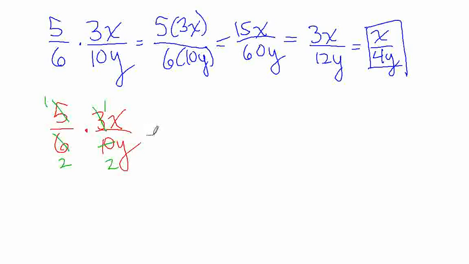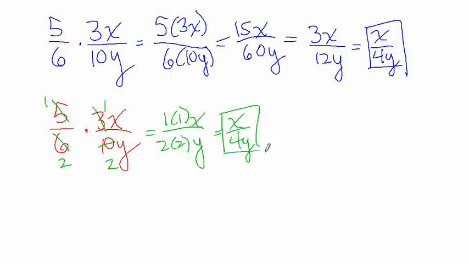Okay, now let's multiply 1 times x on top and 2 times y. Well, that's also x over 4y. See how we get the same answer? You get the same answer, but you do less work. That's why I would suggest reducing as fast as possible. All right?